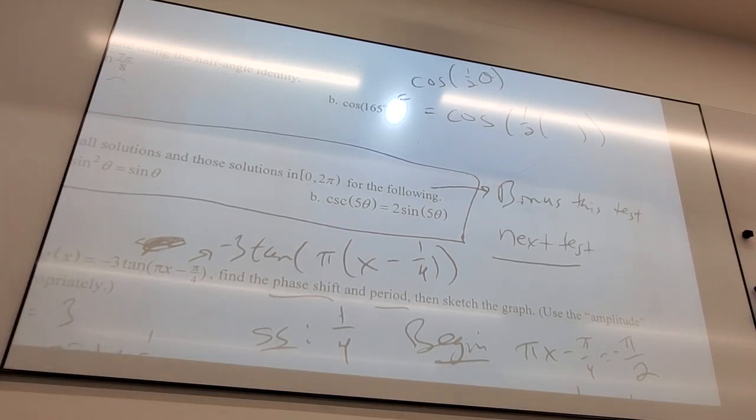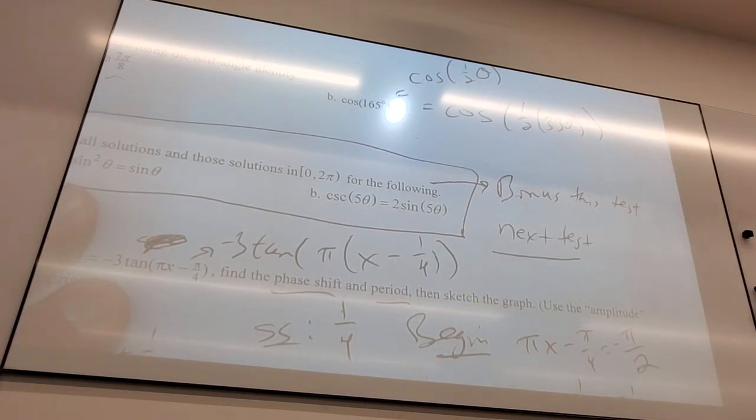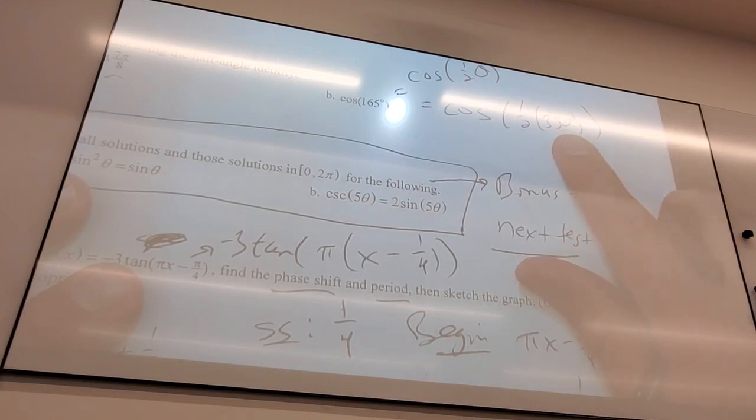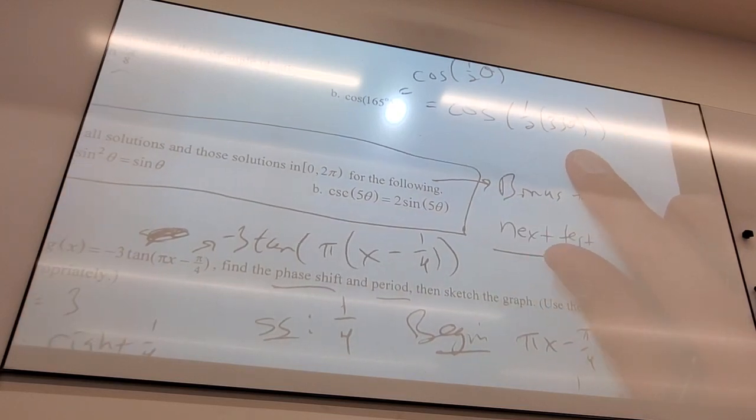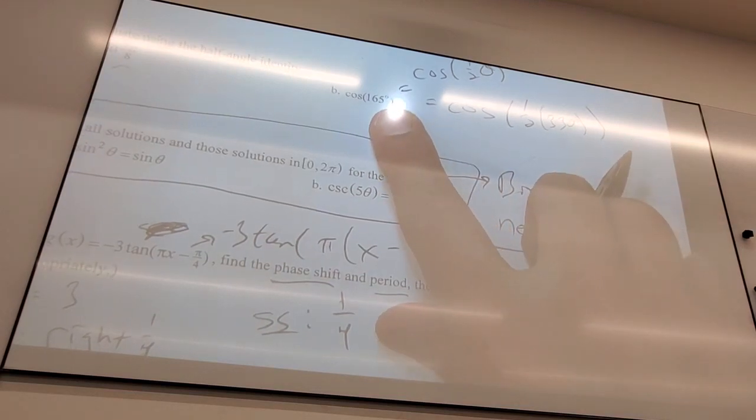So 330. Is 330 an angle we know some shit about? Because what's the reference angle for 330? 30 degrees. So we know shit about it. Much better than 165, which we know nothing about.